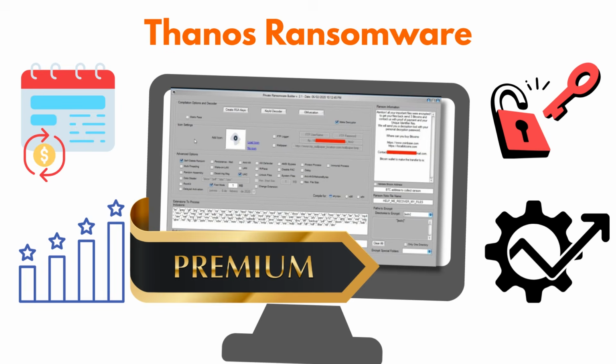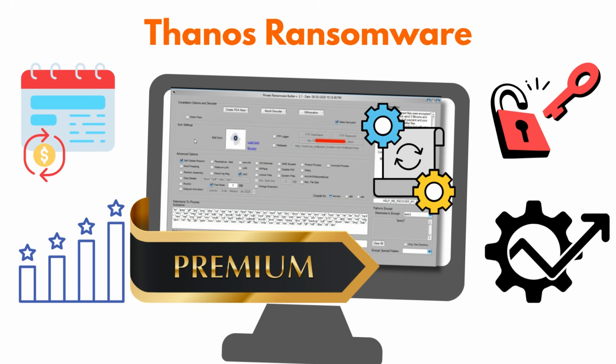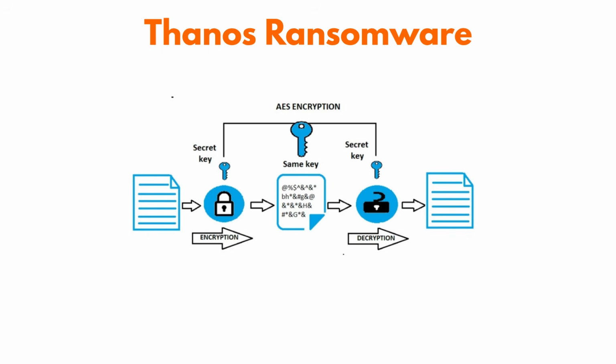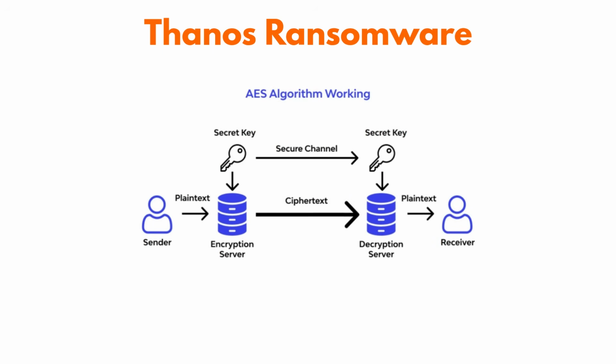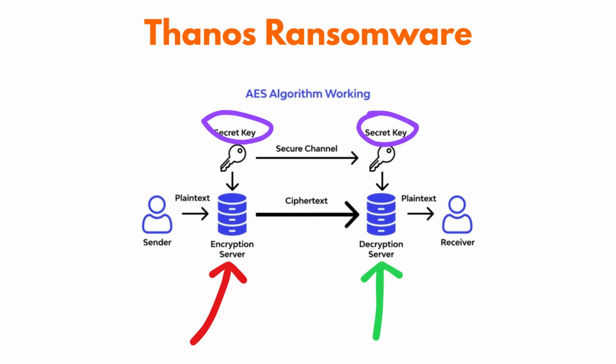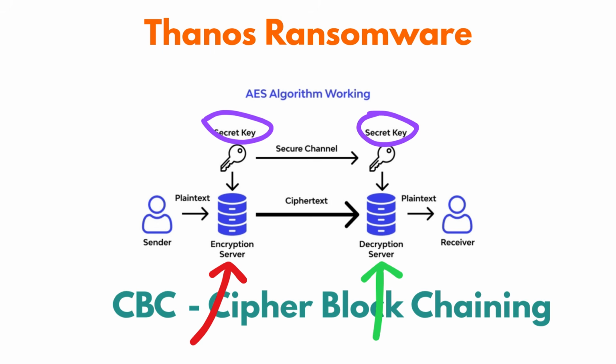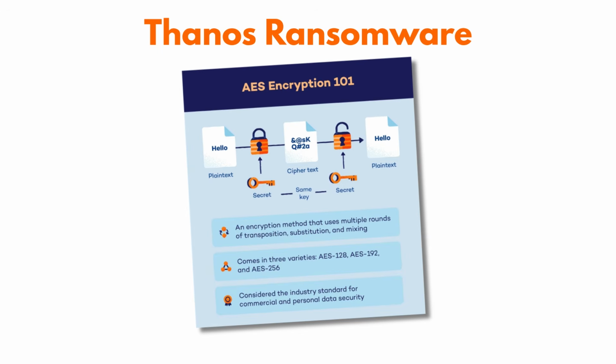Subscription levels unlocked advanced features, including selectable encryption modes and anti-detection capabilities. Technically, Thanos used AES, which stands for Advanced Encryption Standard. AES is a symmetric encryption algorithm, meaning the same secret key both encrypts and decrypts files. It typically operates in modes such as CBC, cipher block chaining, which links encrypted blocks together for stronger protection. The AES key was then secured with RSA, or Rivest Shamir Adleman, an asymmetric encryption algorithm that uses a public key to encrypt and a private key to decrypt.